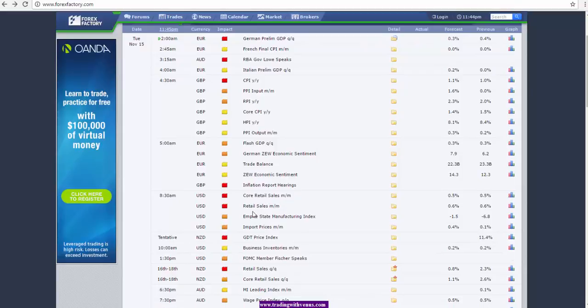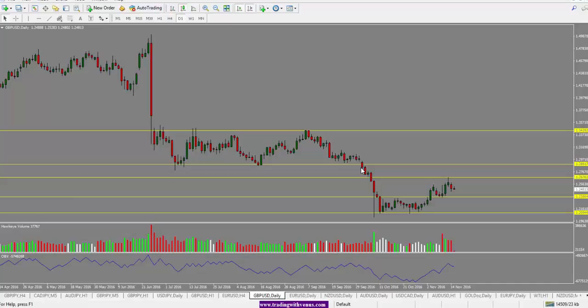And then into the New York session, we have core retail sales and retail sales for the US dollar. And then we have the GDP price index, which is your dairy prices, for the New Zealand dollar. And then we have retail sales for the New Zealand dollar as well. Let's take a look at the charts here.